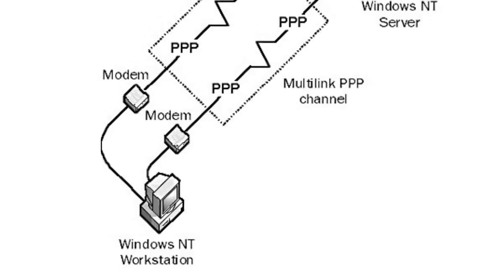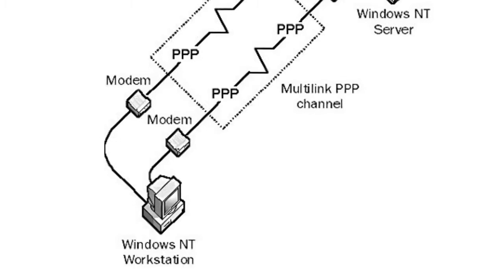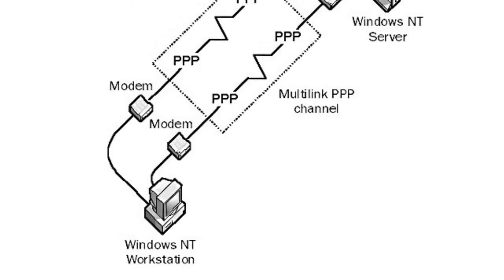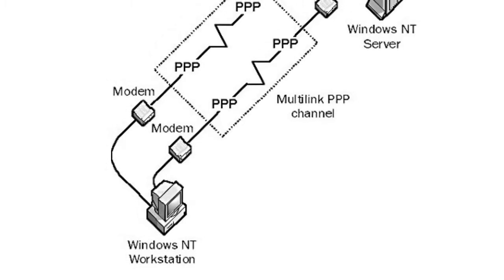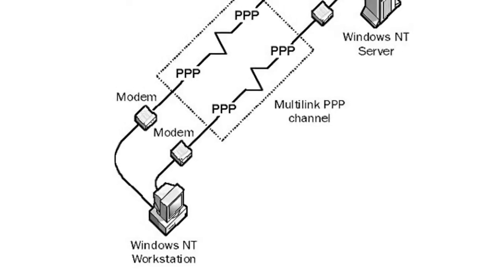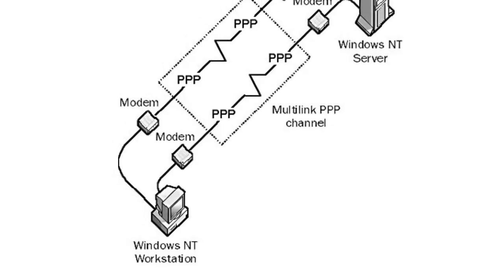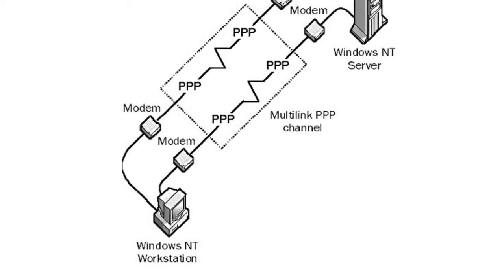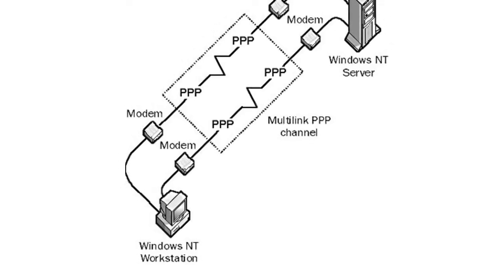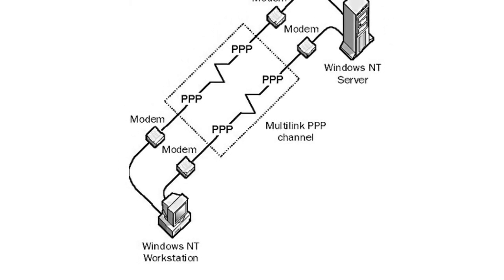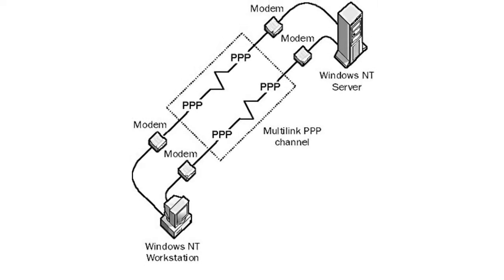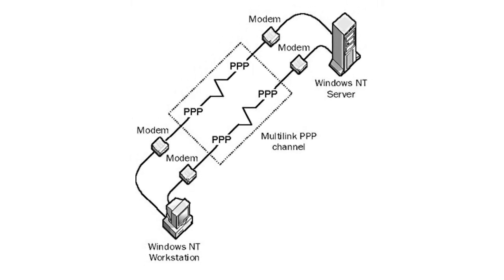MPPP works by ordering the data frames from the client across the multiple PPP channels, and recombining them at the ISP's termination point, and vice versa. MPPP defines protocols for splitting the data stream into PPP packets, sequencing the packets, transmitting them over separate logical data links, and then recombining them at the receiving station.